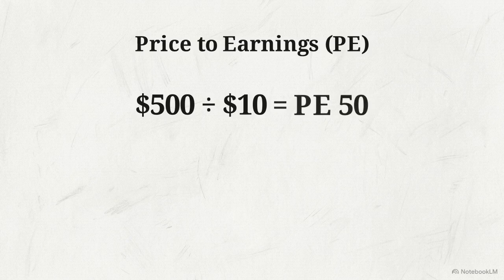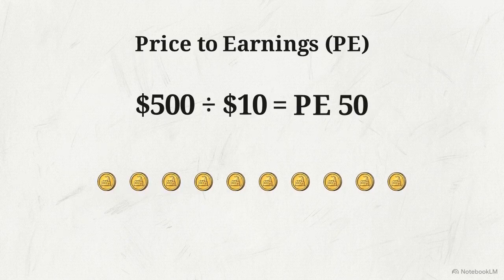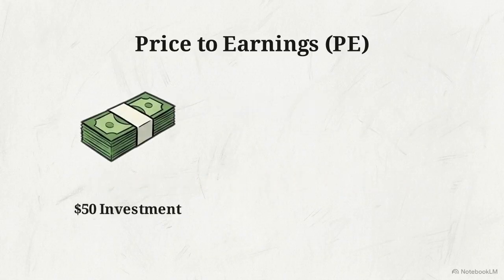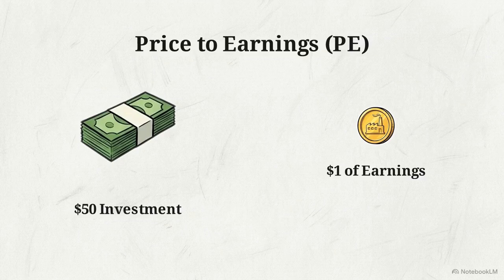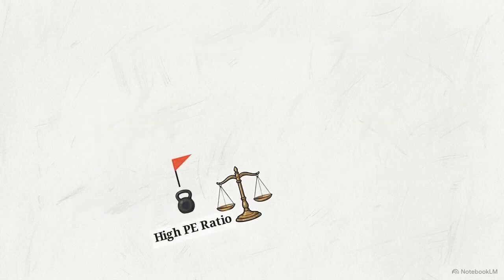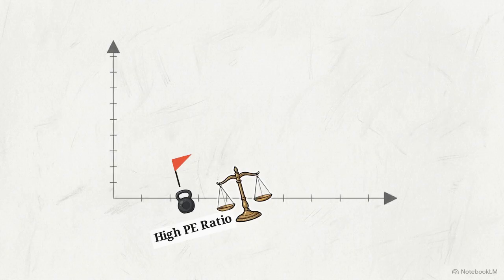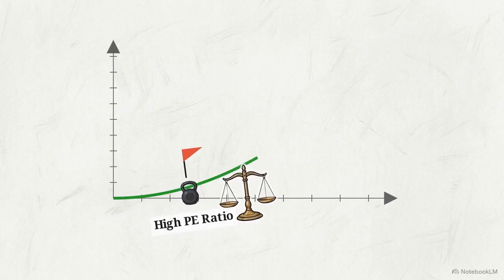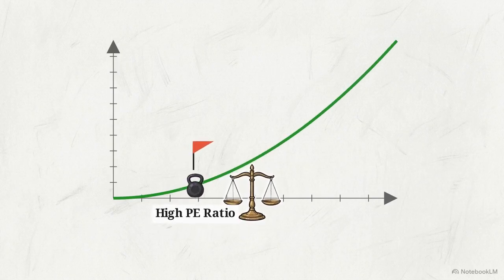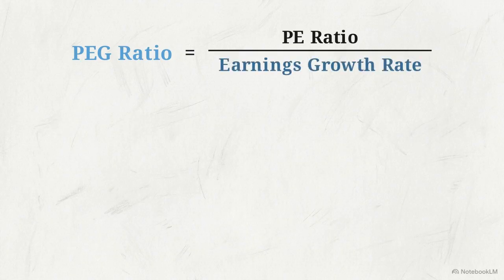We take the $500 share price and divide it by the $10 EPS, which gives us a PE of 50. This means investors are currently willing to pay $50 out of pocket to acquire just $1 of Alpha Corp's annual earnings. A high PE usually implies an expensive stock, but context is required. A high price tag might actually be justified if the company is growing its profits at an incredibly fast rate. We verify this using the PEG, or price-earnings growth ratio.